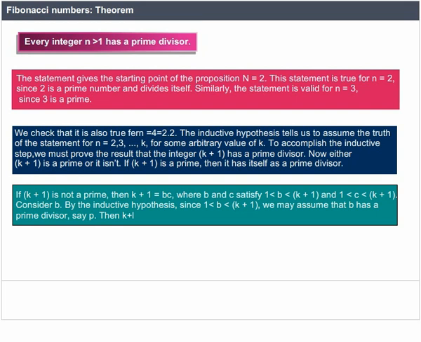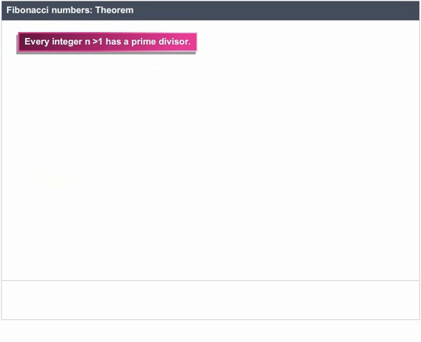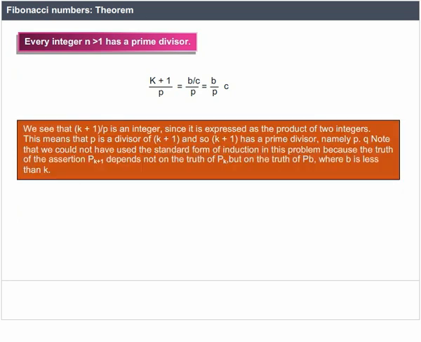Fibonacci numbers. Theorem continued. Every integer n greater than 1 has a prime divisor. k plus 1 divided by p equals bc divided by p, which equals b divided by p, times c. We see that k plus 1 divided by p is an integer. Since it is expressed as the product of two integers, this means that p is a divisor of k plus 1, and so k plus 1 has a prime divisor, namely p.